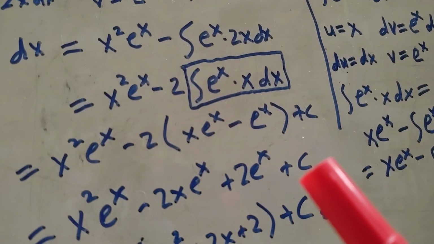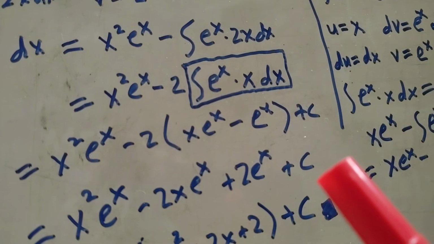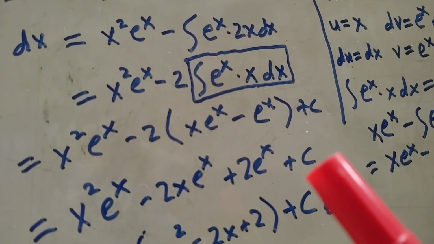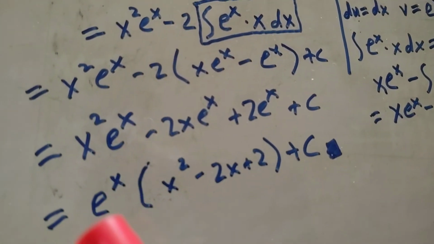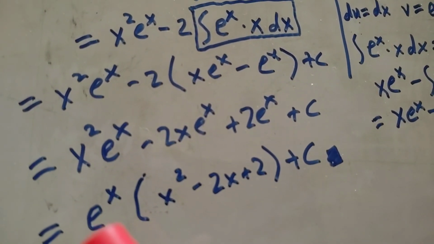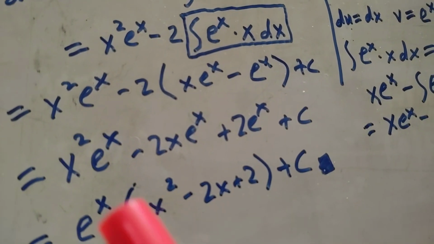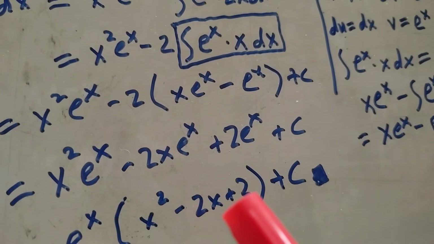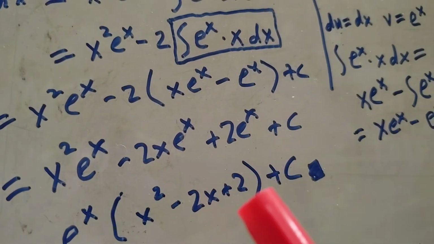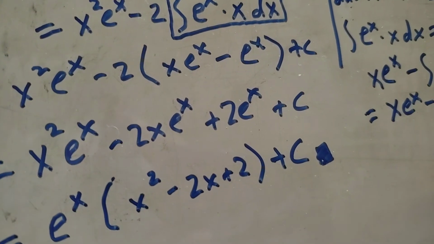Now on WebAssign, who knows? They might want you to take out a GCF, greatest common factor. So isn't e to the x common to all of these terms here? So that's what I did next, just to be safe. Pull out e to the x, the GCF, and then you're going to be left with x squared for the first term, minus 2x for the second term, plus 2 for the third term. Close the parentheses, and then plus c. And we're done. So there's the block indicating done.